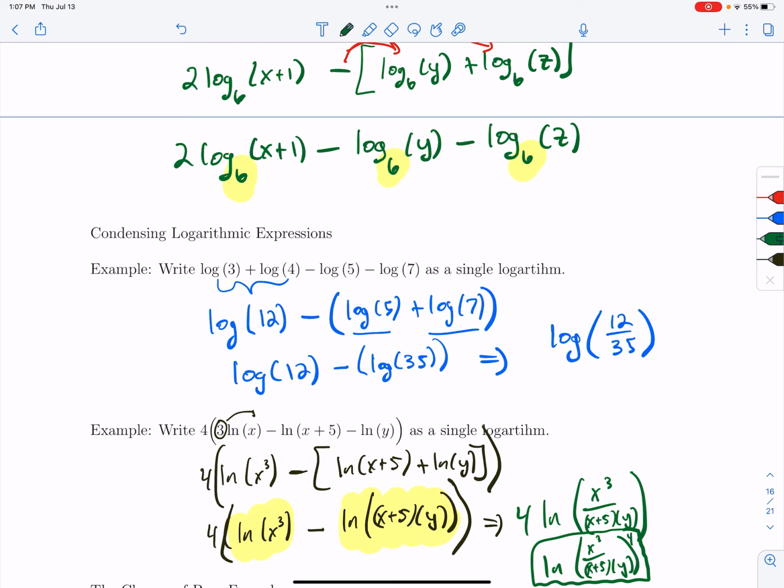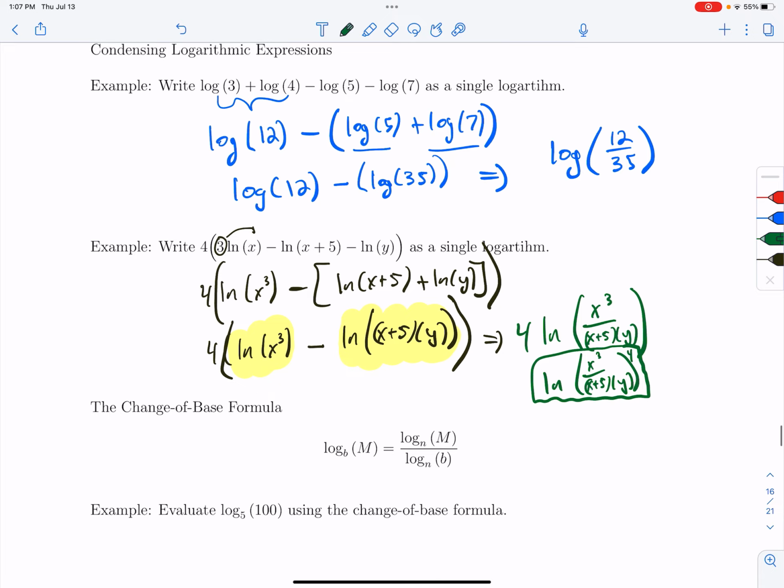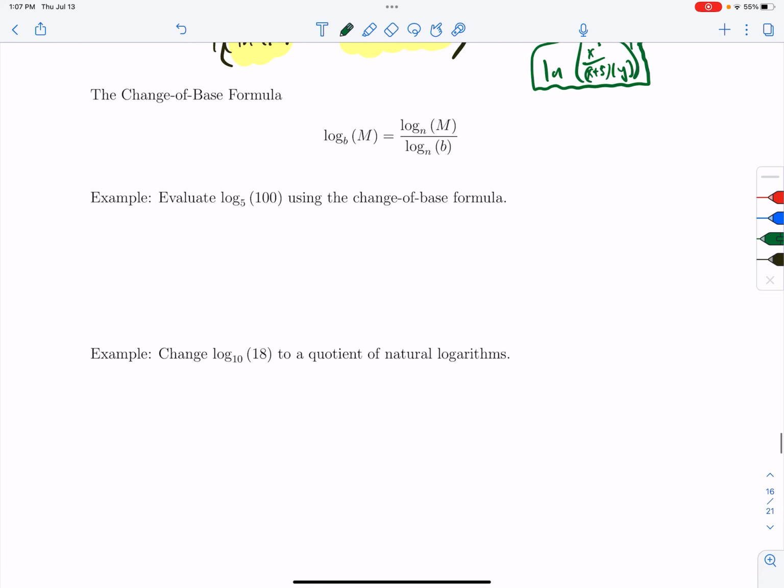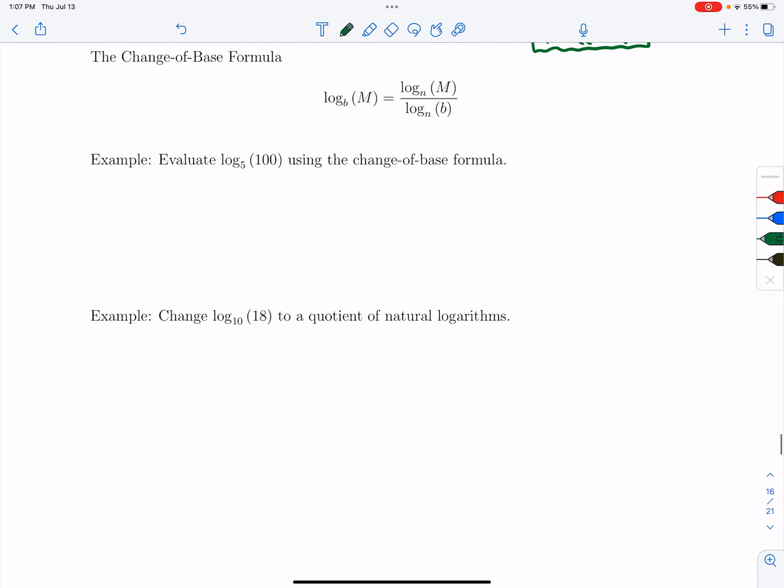And then there's one other property we're going to look at, and that's called the change of base formula. And the change of base formula just says if I have a logarithm with some base b, I can rewrite that and change the base into something that I would like to use. And I have the m, which was the original argument, as the argument in the numerator, and then the b, which is the original base, as the argument in the denominator.